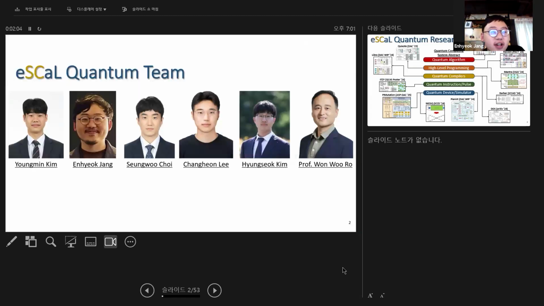Here is our quantum team. We have two PhD course students and three master's degree students. I think, in the boundary of the middle stage of hardware and software for quantum computation, our lab is the biggest lab in this area in South Korea.